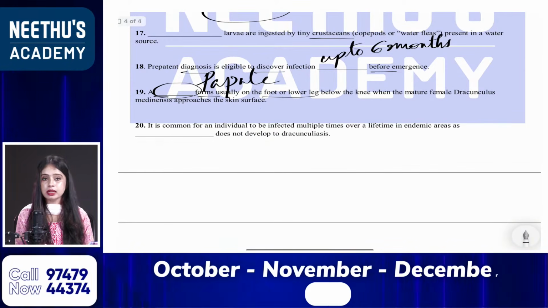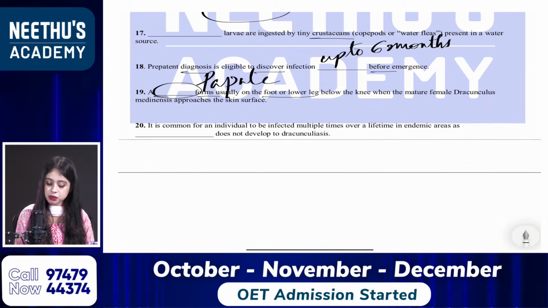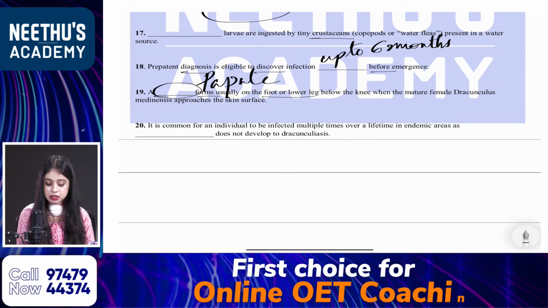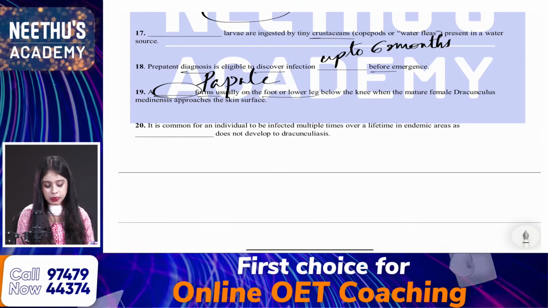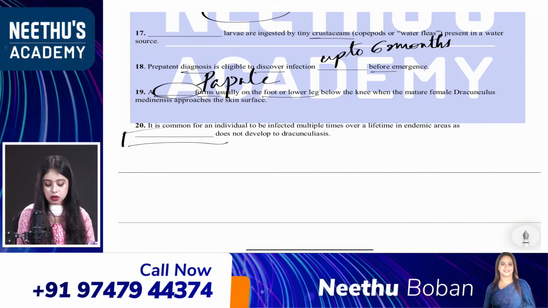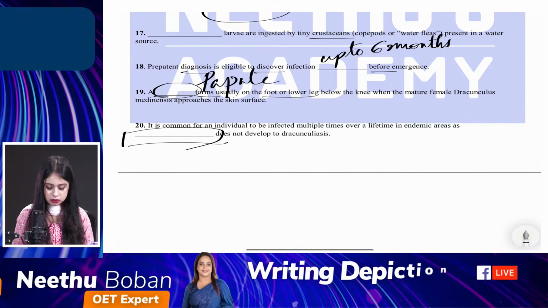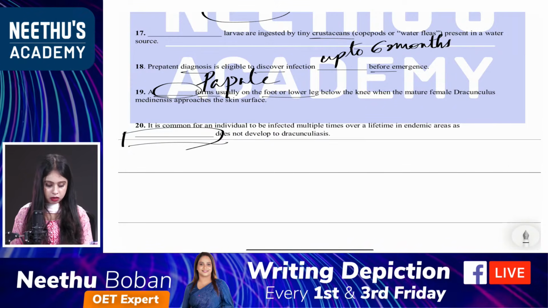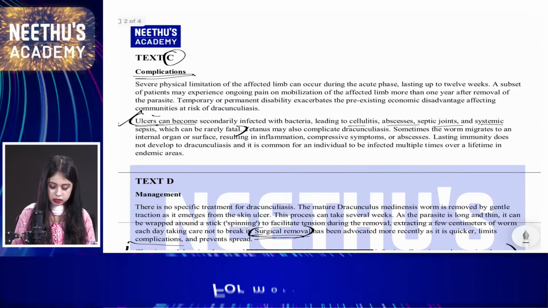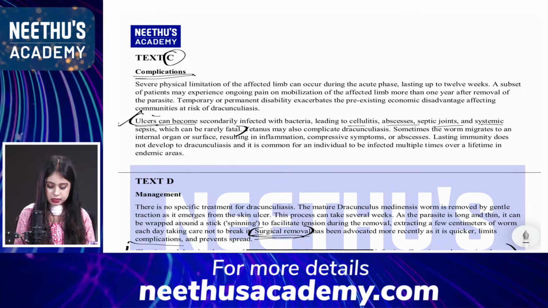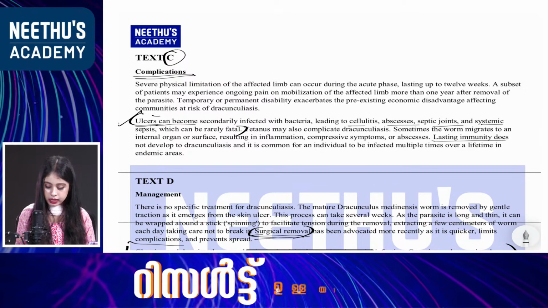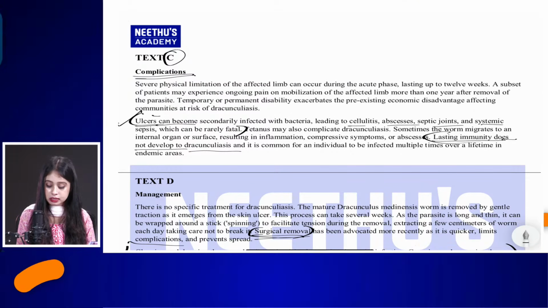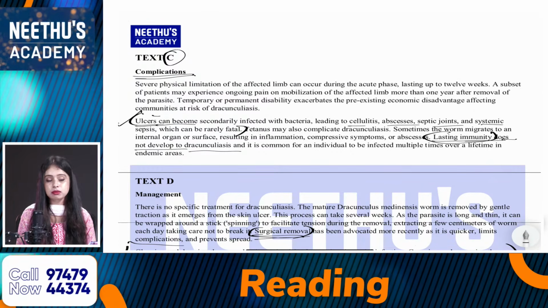Yes. And the last one: it is common for an individual to be infected multiple times over a lifetime in endemic areas as dash does not develop to dracunculiasis. What is not developing here? It is in text C. Lasting immunity does not develop to dracunculiasis. So the answer is lasting immunity from text C.